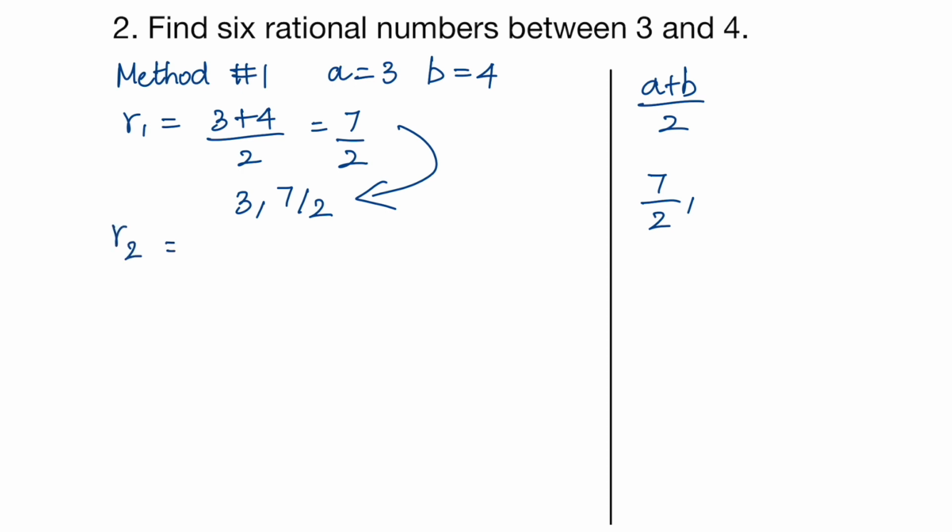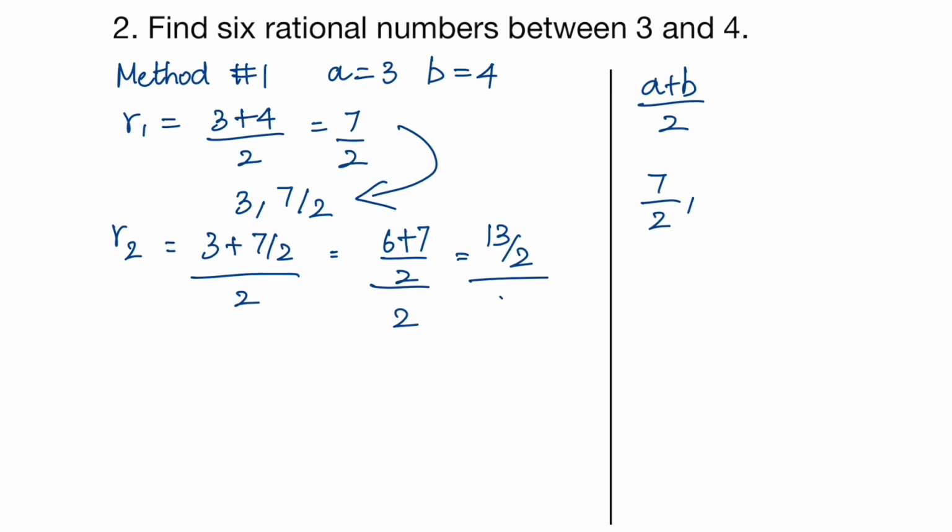Okay, R2 is equal to (3 plus 7 by 2) divided by 2. Now we are going to take the LCM for the numerator, and that would be 2 again. When taking the LCM, you would always multiply the numerator by the LCM, right? So it would be (6 plus 7) divided by 2, and the whole is divided by 2. So 6 plus 7 adds up to 13, and the numerator is 13 divided by 2 and the denominator is 2.